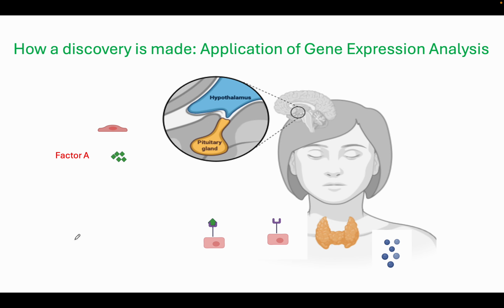For example, I studied the literature and I find that there is the pituitary gland and there are stem cells in the pituitary glands which have been discovered earlier. For example, these thyrotrophs, which are the cells in the pituitary gland, are secreting some factors. The name of these factors is factor A.